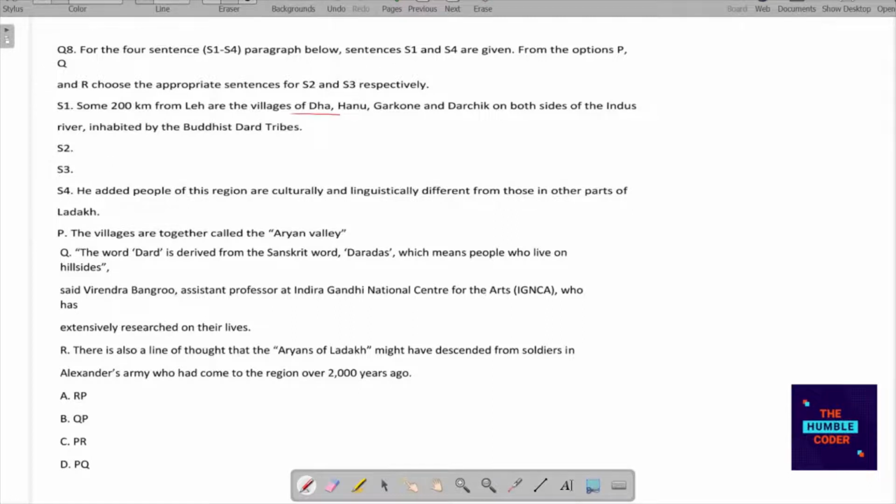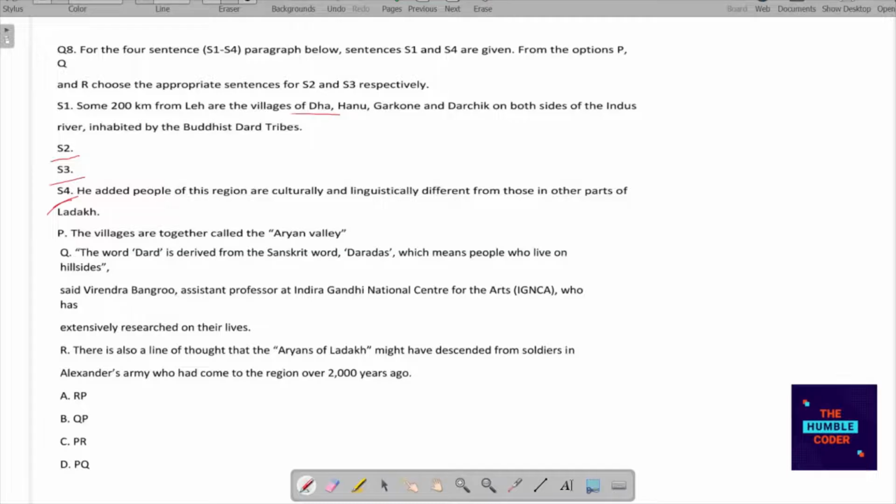So there will be two more statements after this statement, and let's read the fourth statement first and then we will read the options. He added, people of this religion are culturally and linguistically different from those in parts of Ladakh. So now let's read the options, that is P, Q and R. So the villagers are together called Aryan Valley.